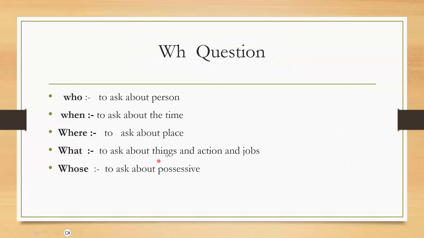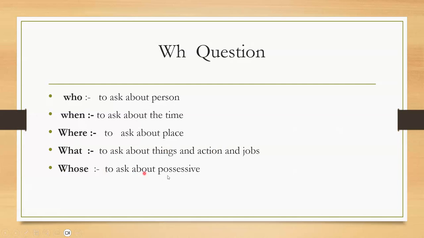What is used to ask about things. What is this? This is a banana. What is that? That is my clothes. Okay. And also what is used to ask about actions and jobs. What is your father? My father is a teacher. Okay. Action, what do you do? Doing my homework. Okay, so I can use what to ask about the job, about the action, about the things.